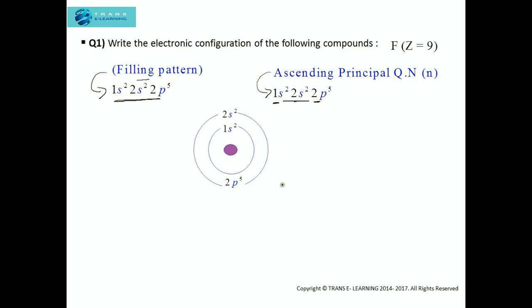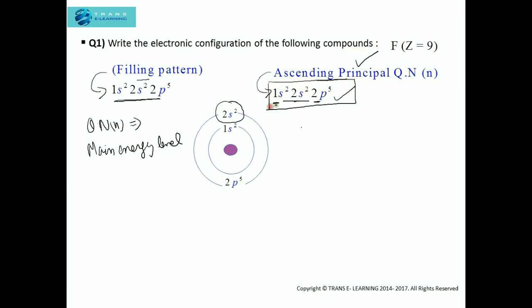But what will be the basis? The basis will be ascending principal quantum number, because the principal quantum number, which is n, determines the main energy shell or the level of an electron of an atom. So if we consider the reactions or the activity of the electrons like losing, gaining or sharing, it always takes place from the outermost orbit. So we will always consider the ascending principal quantum number as the basis for writing the electronic configuration. So this is the final electronic configuration of fluorine.